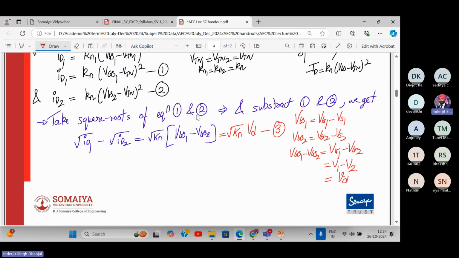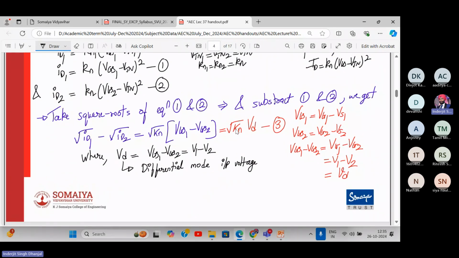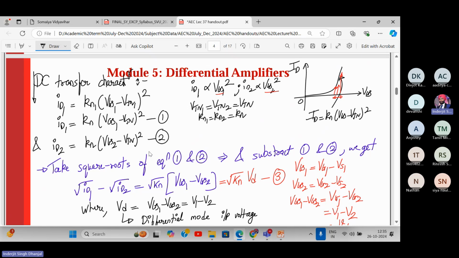Yes or no? Agree? Where Vd is given by VGS1 minus VGS2, which is equal to V1 minus V2. And this is called the differential mode input voltage. Okay. Vd is called the differential mode input voltage. Okay. So if this differential mode input voltage... Have you completed up till this step?